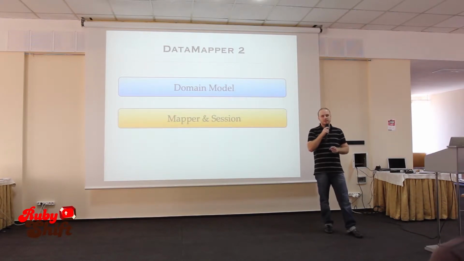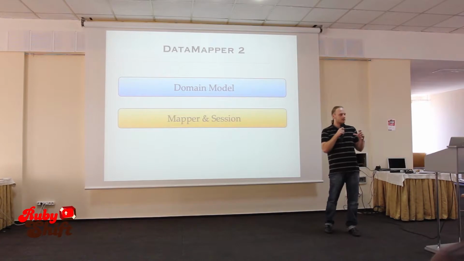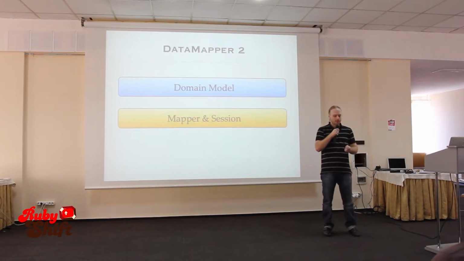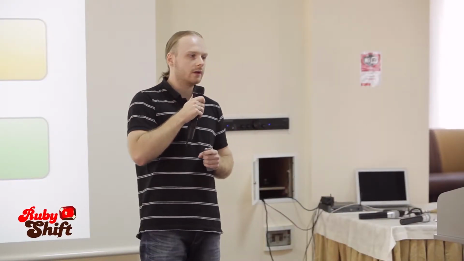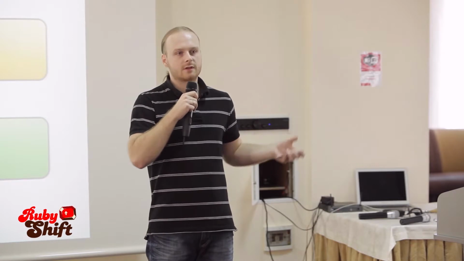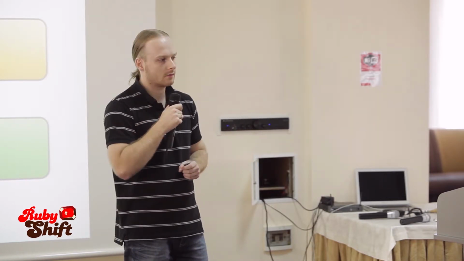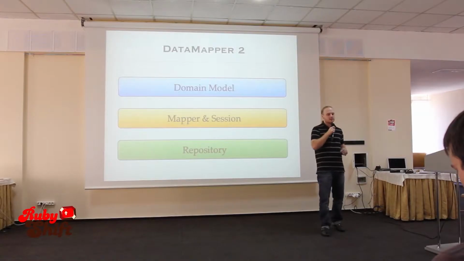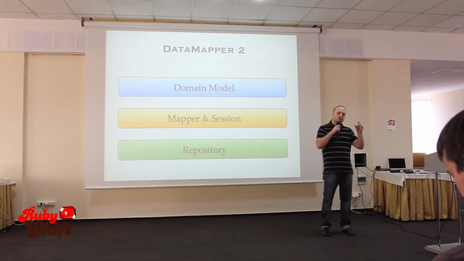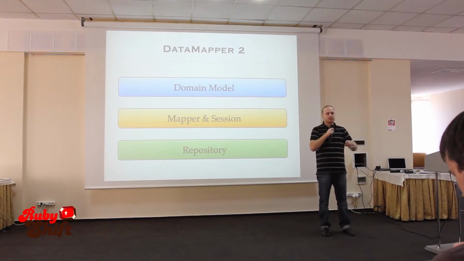So then you have the mapper and session, and this is the layer that actually knows about the domain model. And it also knows about the repository. And the repository is basically the thing that gives you data from the database. So what's really important here is that the domain model has no knowledge about the mapper, session, or repository. It's just unaware that they even exist. And the mapper and session know about both the domain model and the repository.